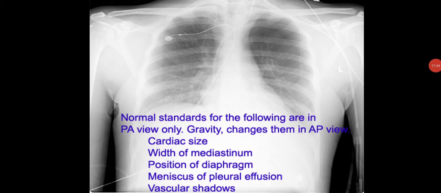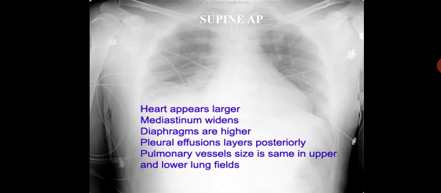Normal standards for the following are in PA view only, as we have already said. Gravity changes them in AP view. The cardiac size, the width of mediastinum, position of diaphragm, the meniscus of pleural effusion and vascular shadows are not seen in the AP view as seen in the PA view.